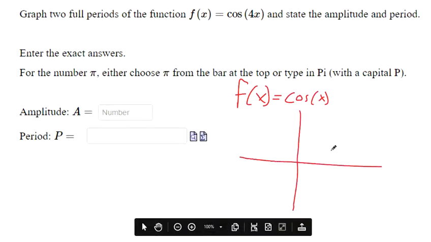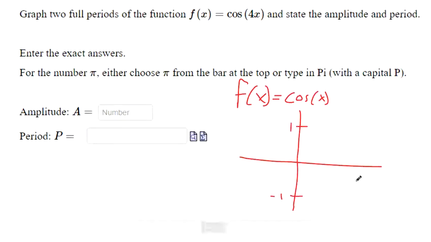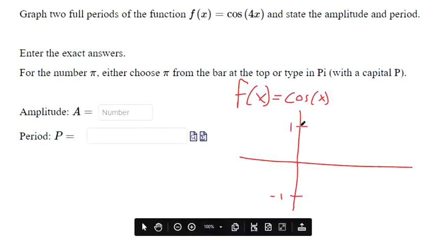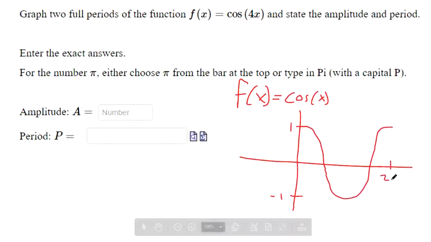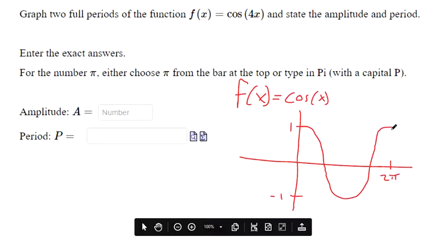Cosine actually doesn't start at the origin. Cosine starts at the peak of your amplitude, then it starts doing its fluctuation. So cosine goes down to the bottom of the amplitude, then back up to 1, and then that's when it starts repeating itself at x equals 2 pi. So cosine has a period of 2 pi.